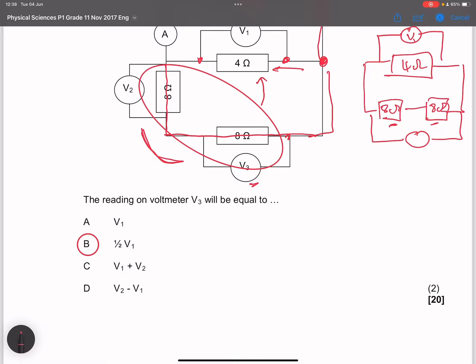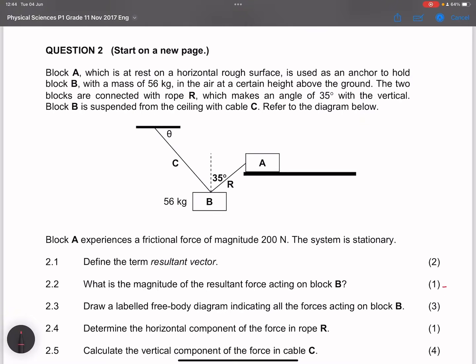All right, so now let's go on to the long questions in question 2. And question 2 says we've got block A, which is at rest on a rough, or rather horizontal rough surface, which is used as an anchor to hold block B, with a mass of 56 kilograms in the air at a certain height above the ground. The 2 blocks are connected with rope R, which makes an angle of 35 degrees with the vertical. They say block B is suspended from the ceiling with cable C. Refer to the diagram below.